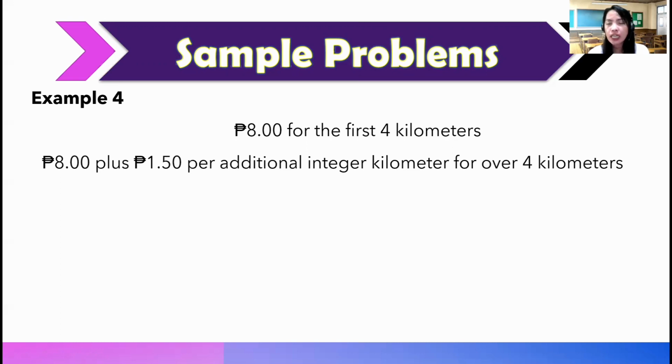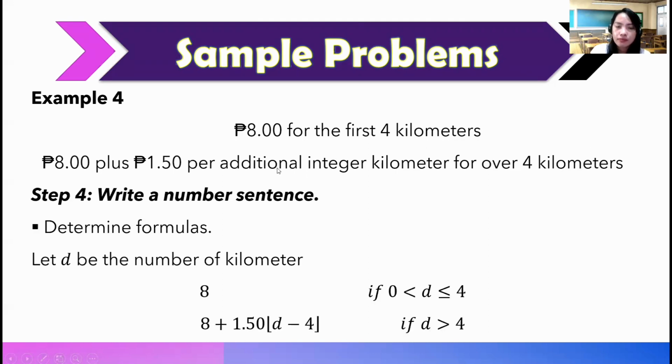Ano ba ang integer? Kasali dito yung counting numbers. So, halimbawa, ang integer na example ay 1, 2, 3, 4, 5, 6, and so on and so forth. Since we're talking about distance, so positive numbers. So, pag may ganitong keyword na additional integer, gagamit na tayo ng floor function.